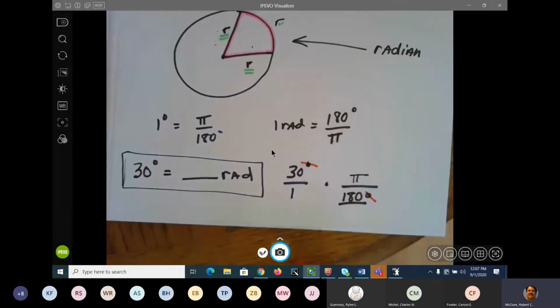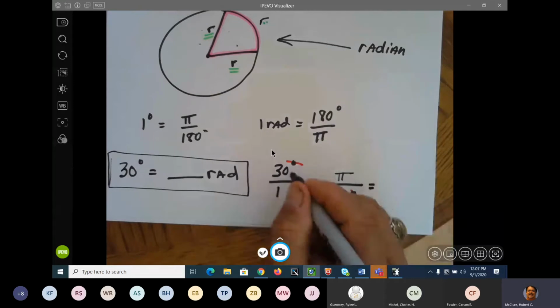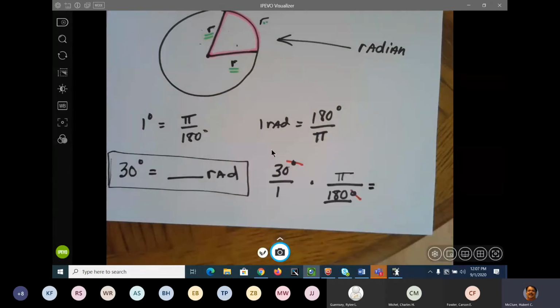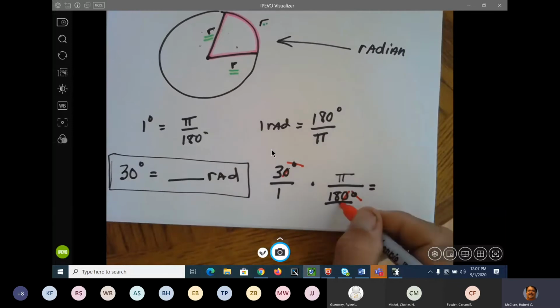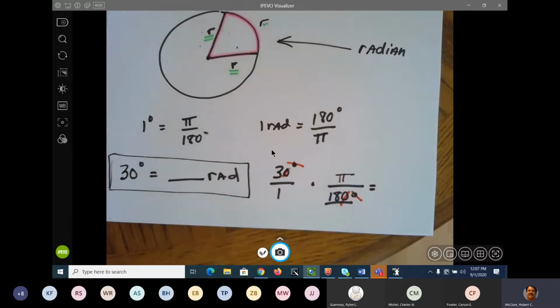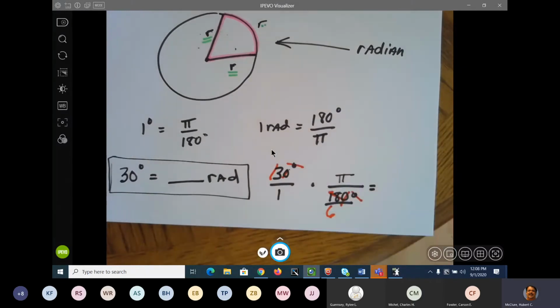You get 30 pi over 180, and what do you do? You reduce. That's the easiest way to do this. And I know trig teachers that go through the whole unit of 9.1 or 9.2 and don't show students that relationship of canceling. So let's cancel with a 0 and a 0. 3 will go into 18 6 times. So it looks like to me the answer is pi over 6.